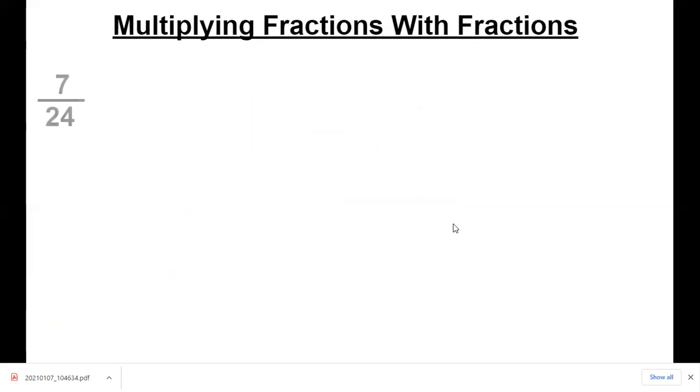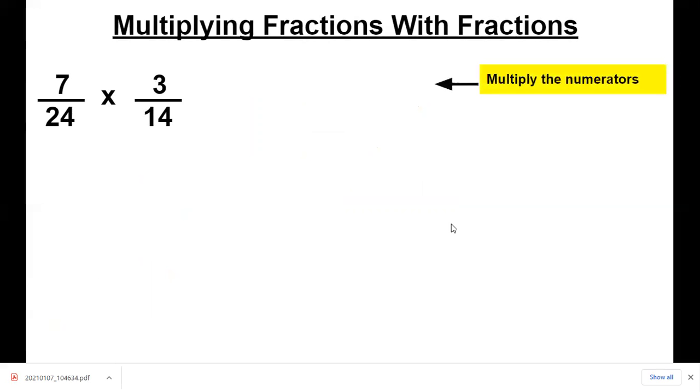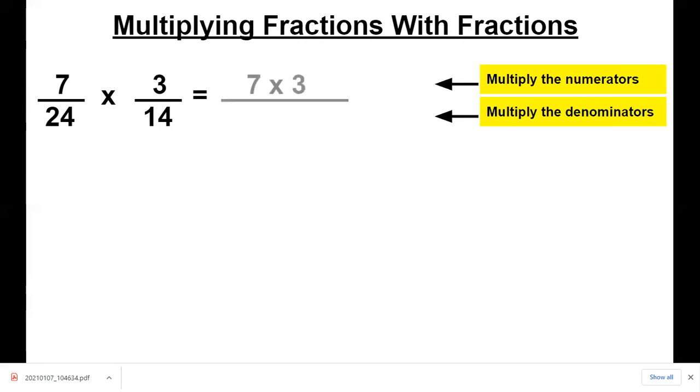Okay, let's go on. 7/24 times 3/14. Multiply the numerators, multiply the denominators. Okay, 7 times 3 on top, 24 times 14 on the bottom. Notice how my numbers are getting bigger. So I'm going to want to use the canceling method. I'm not going to yet. I'm going to show it to you the first way, and then I'm going to show you the canceling method and how much better it is.